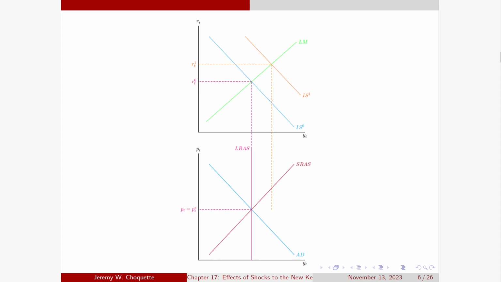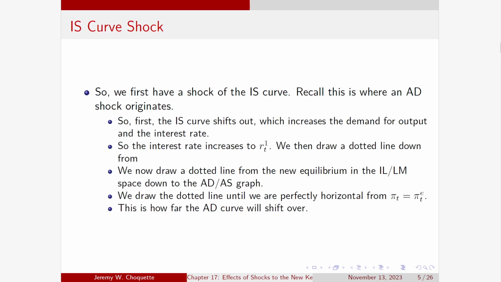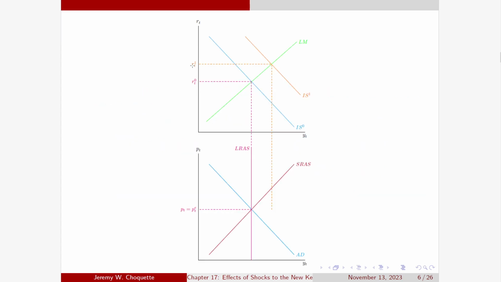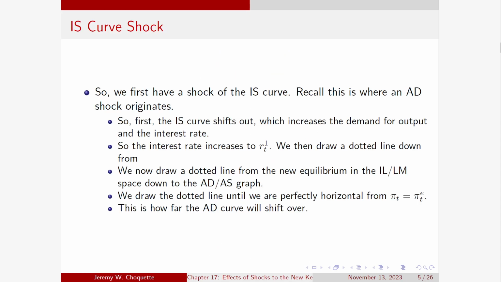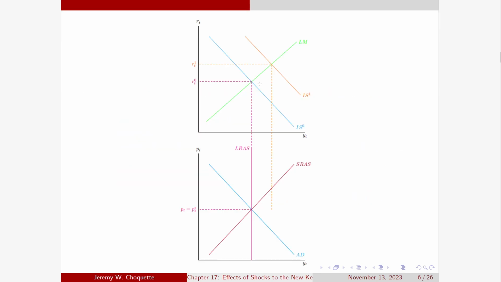And at this point, obviously, because we've got this upward sloping LM curve that isn't moving, we are going to be at a different level of output and a different interest rate. Interest rates will go up, and the demand for output will also be increasing. So interest rate increases to RT1. Well, we go from RT0 up to RT1 here. And then we're going to draw a dotted line down from this new ISLM intersection.